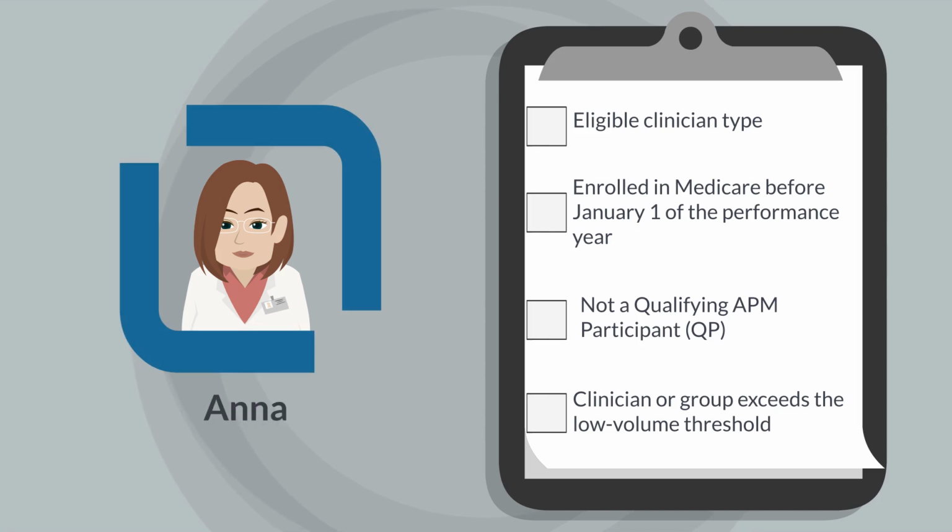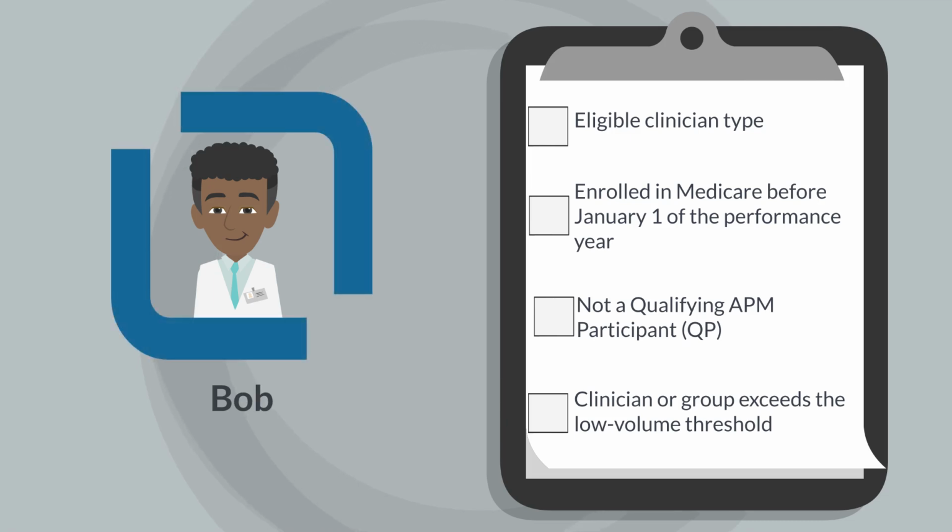Will Anna receive it? No, Anna isn't eligible to receive a MIPS payment adjustment because she enrolled in Medicare during the performance year. Will Bob receive it? Yes, Bob will receive the MIPS payment adjustment. Bob didn't exceed the low volume threshold as an individual, but when reporting as a group, the low volume threshold is applied at the group level, so he qualifies.